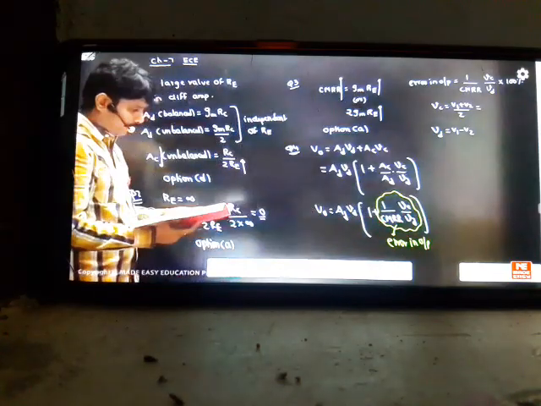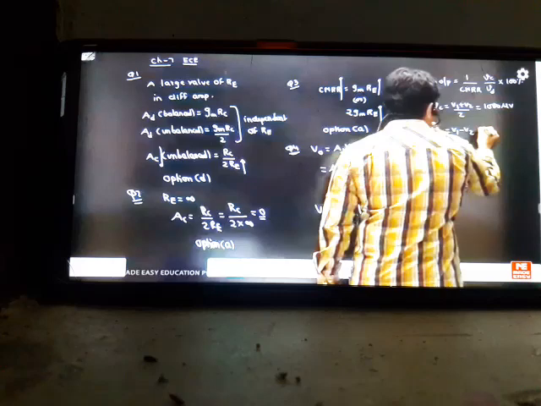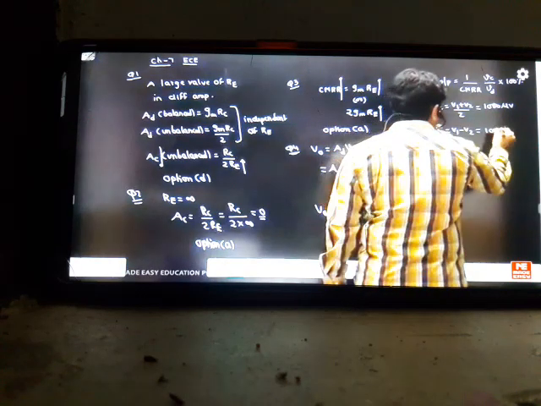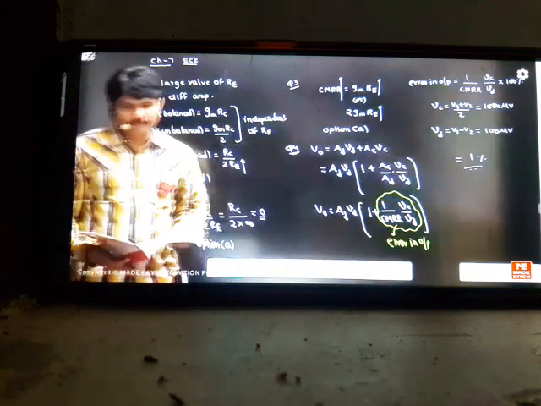So (1050 + 950) by 2, it will become 1000 microvolts. This will become 1000 microvolts. And V1 minus V2, it will become 100 microvolts. So if you solve this one, I think you should get 1% as the answer. So 1% is what you are expecting for this.